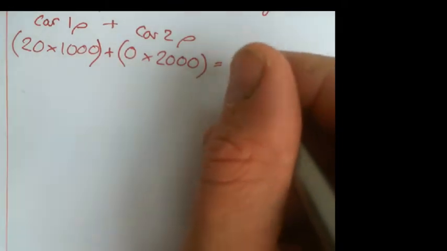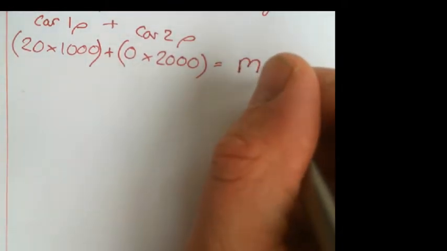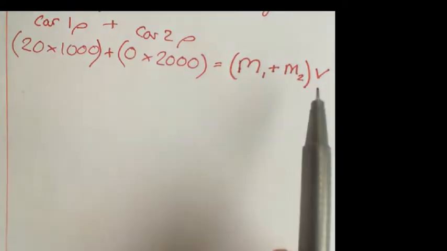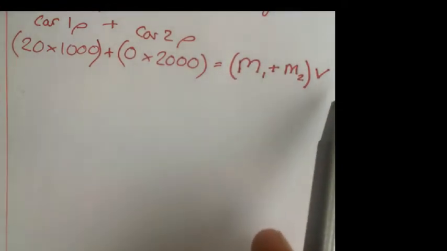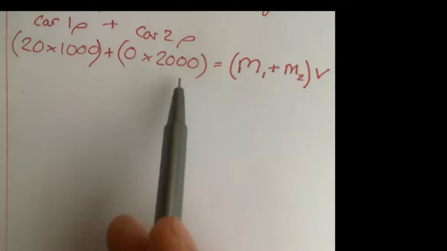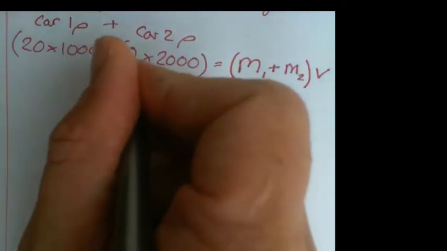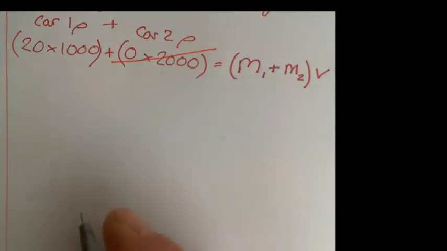But you do know that it's going to be the mass of both cars added together, so mass 1 add mass 2, times by whatever their new velocity is. That's their final velocity of the two combined. So that's the combined mass, times the final velocity of the two vehicles combined together. I can see straight away that I've got a 0 there, so I can cancel this one out. Not moving, 0 momentum. It's not hard to stop something that's already stopped.